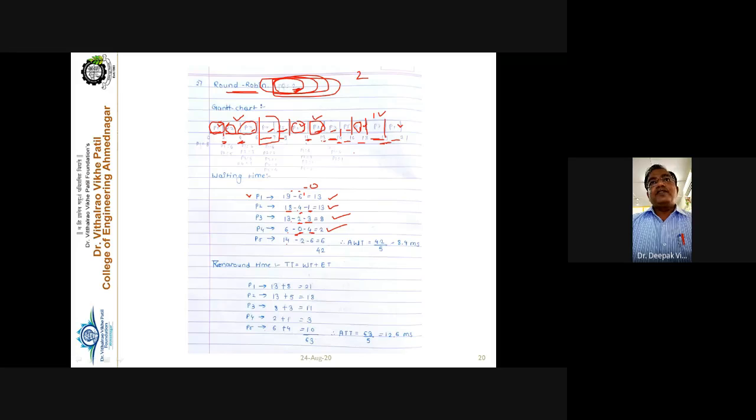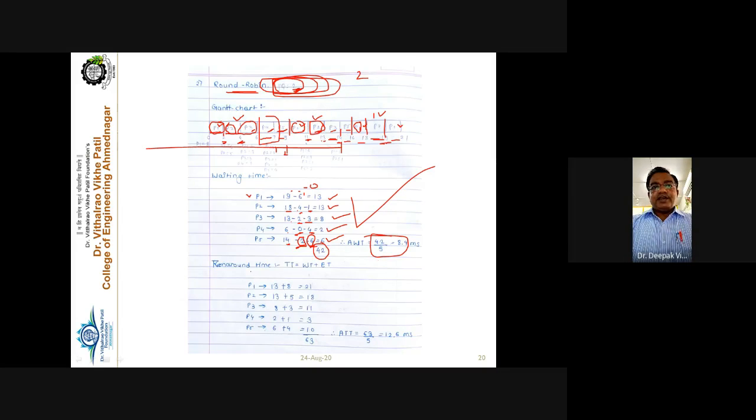And P5 is executed between the 14 to 16 slot. But before reaching 14, how many times did this P5 execute? So 7 to 9, these 2 milliseconds it has executed, and arrival time is 6. So 2 minus 6, it is minus 4, and 14 minus 8 is equal to 6. This is the correct way. So you can get the total waiting time, and the average waiting time is 42 by 5, that is 8.4 milliseconds for the round robin policy.